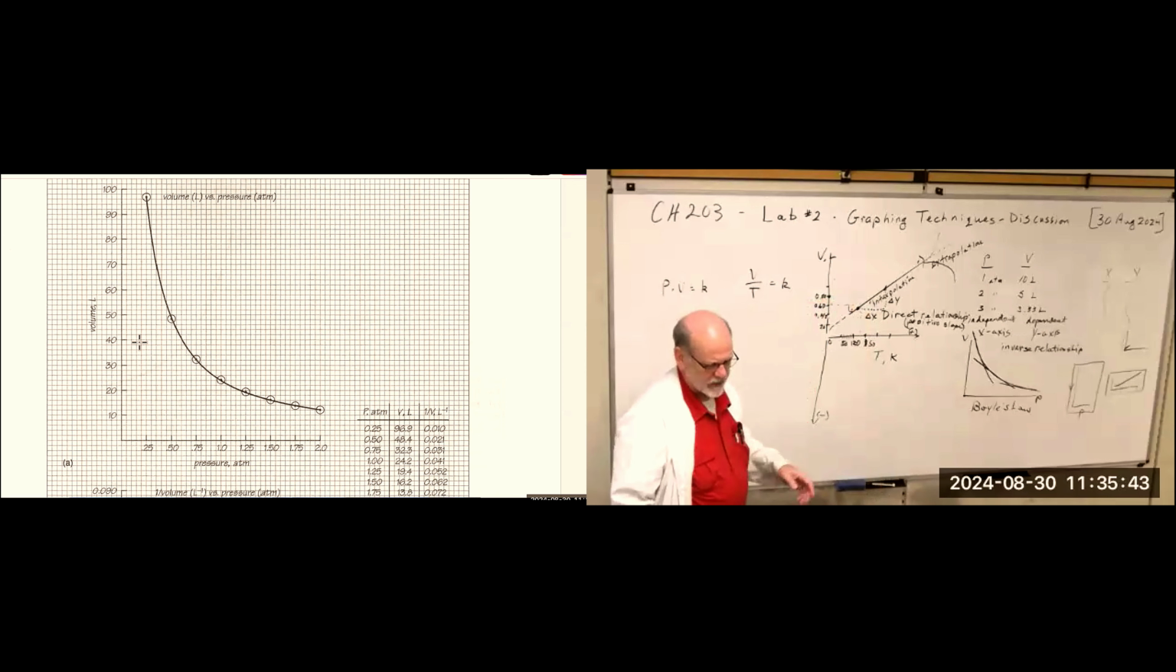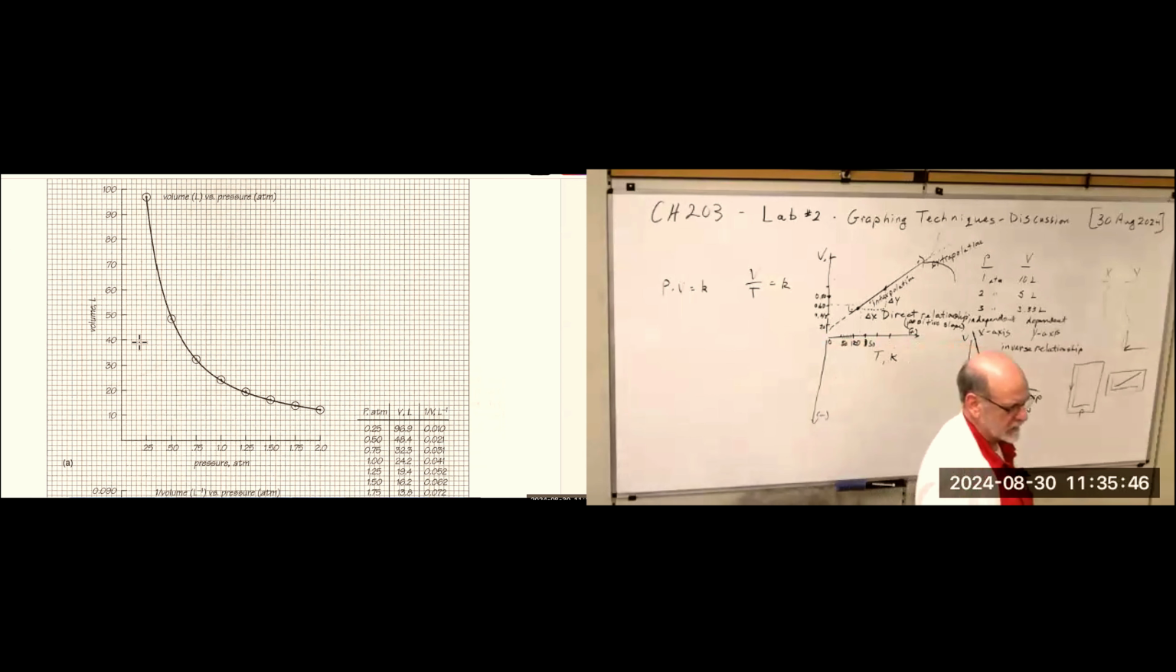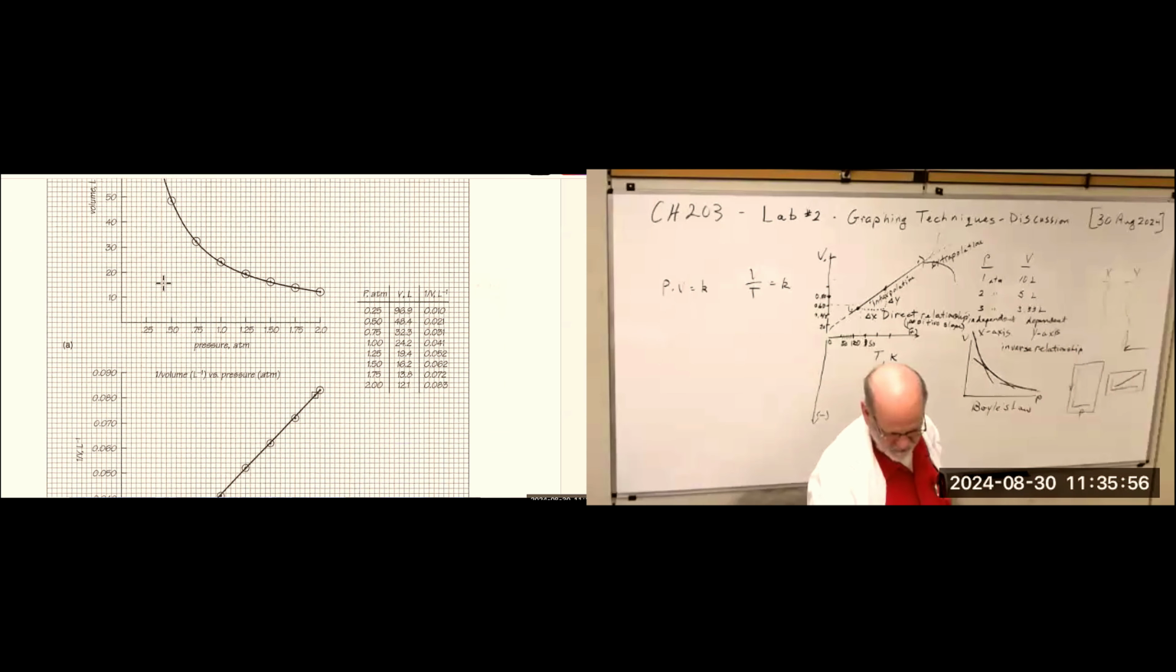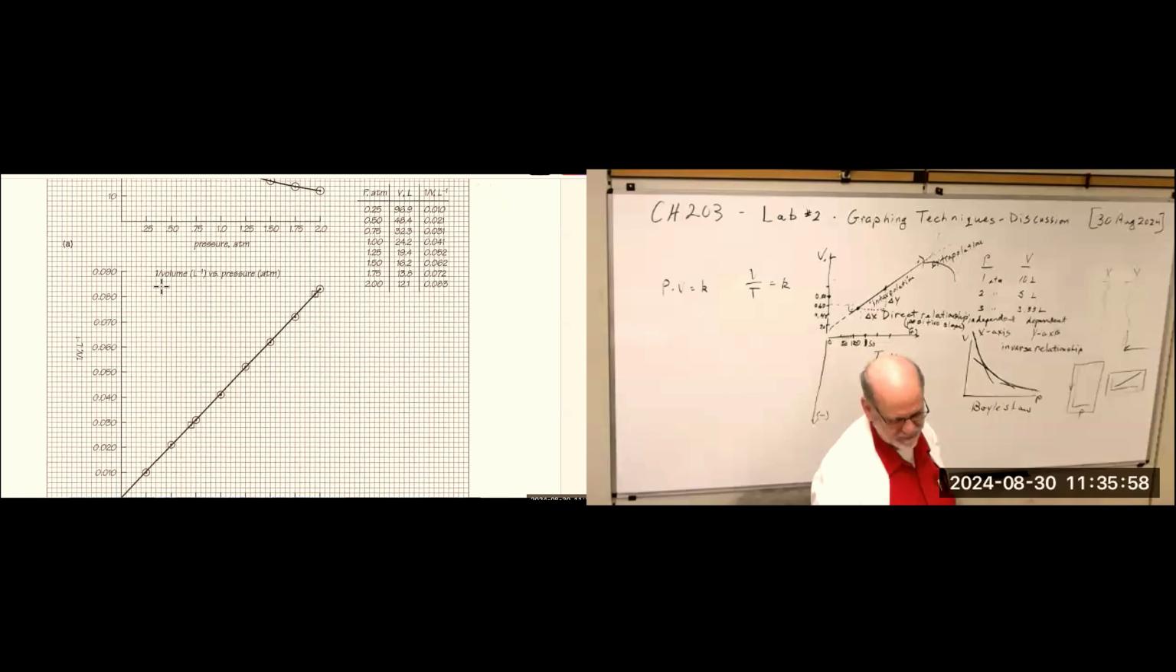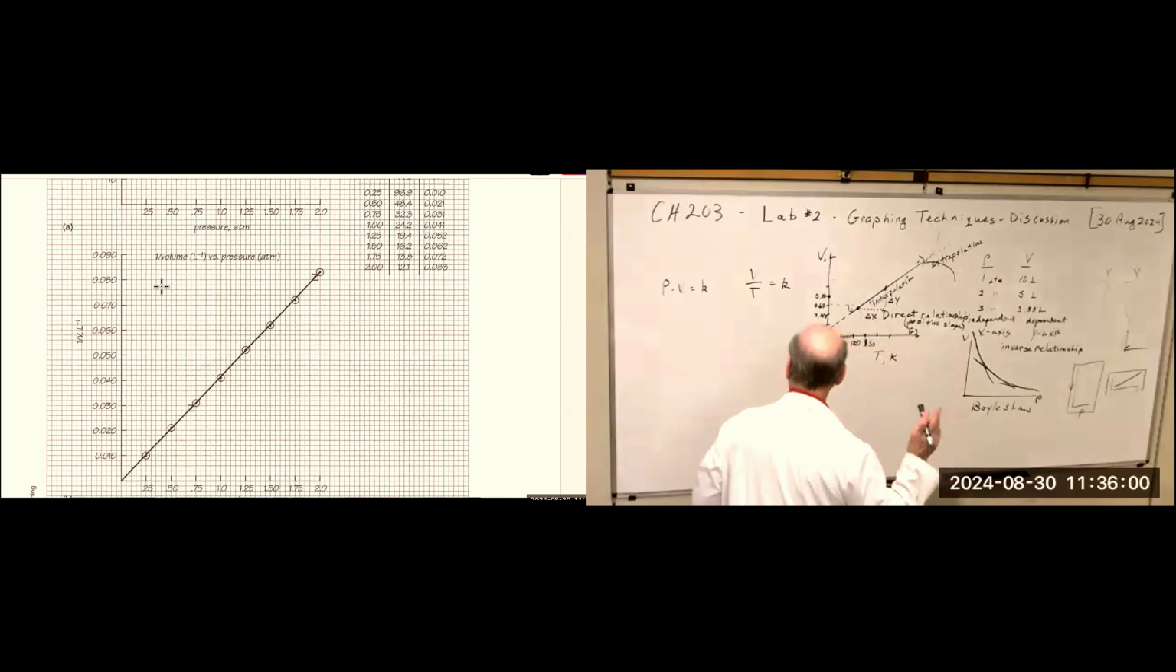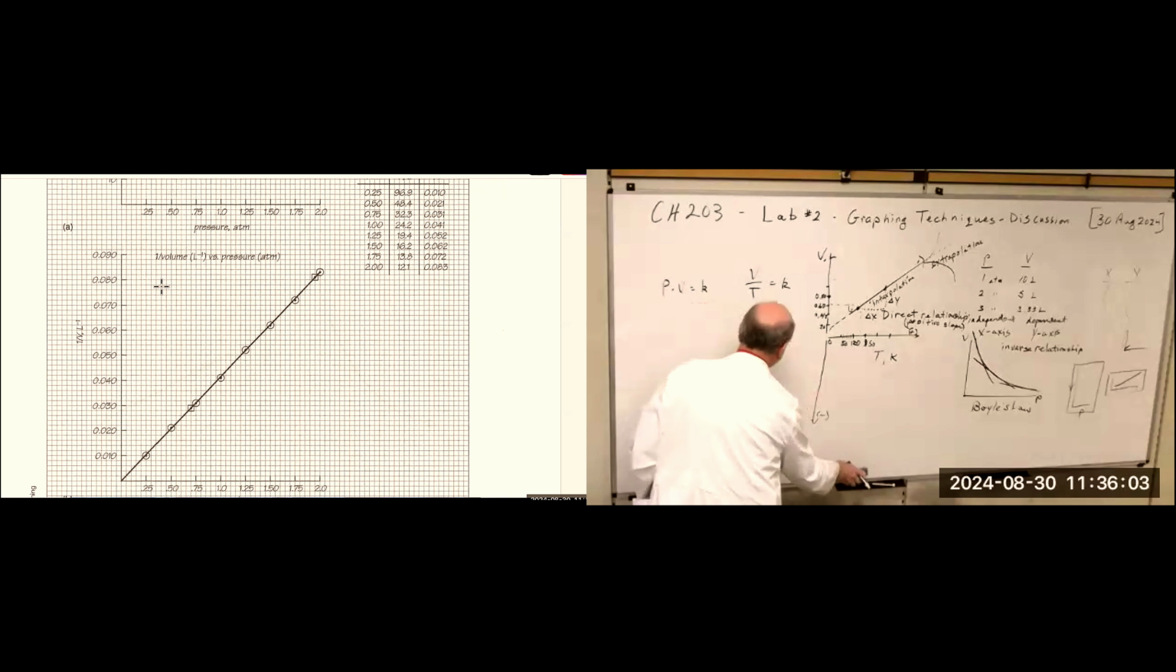But scientists don't like curves. If we can get away from them, if we can transform the data and make a straight line, that's where we want to go. So in the next part of this graph, we take the same data, and I'm going to show why that works using Boyle's law.